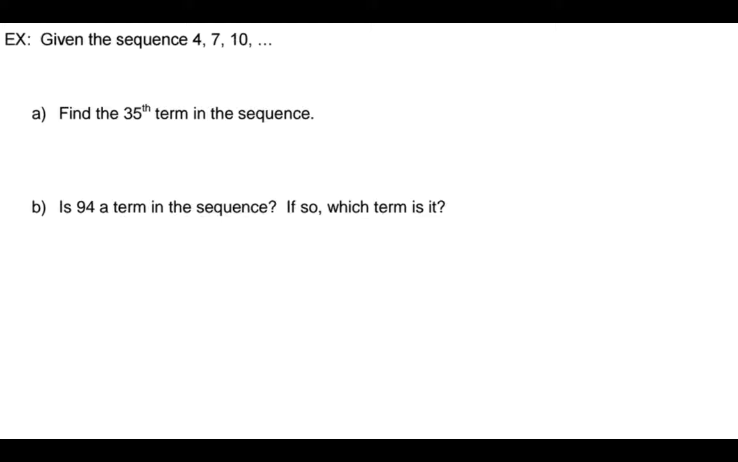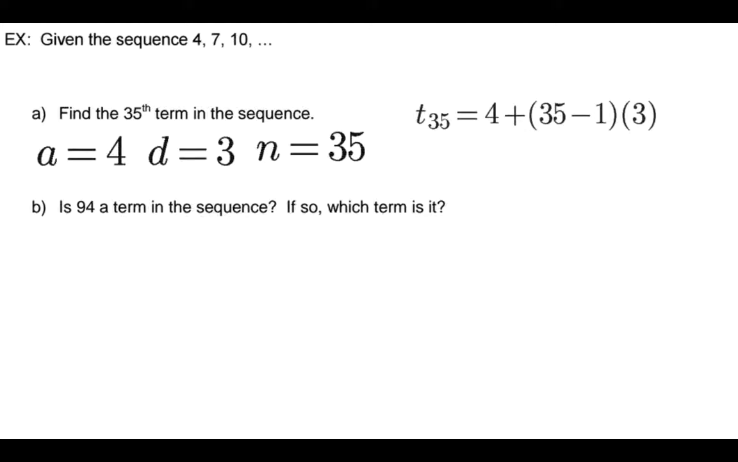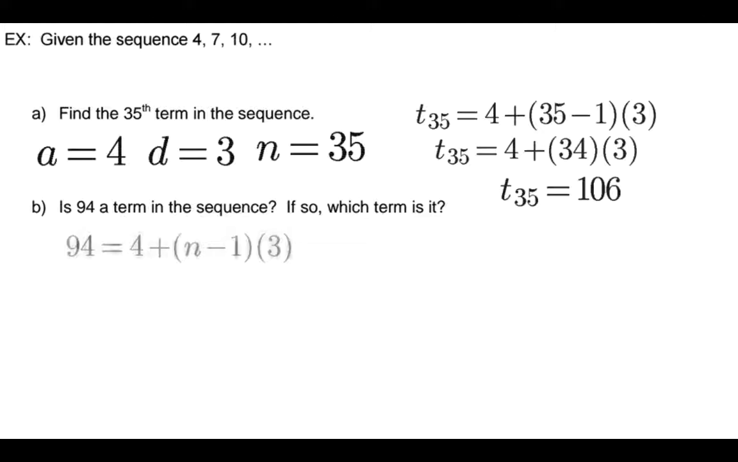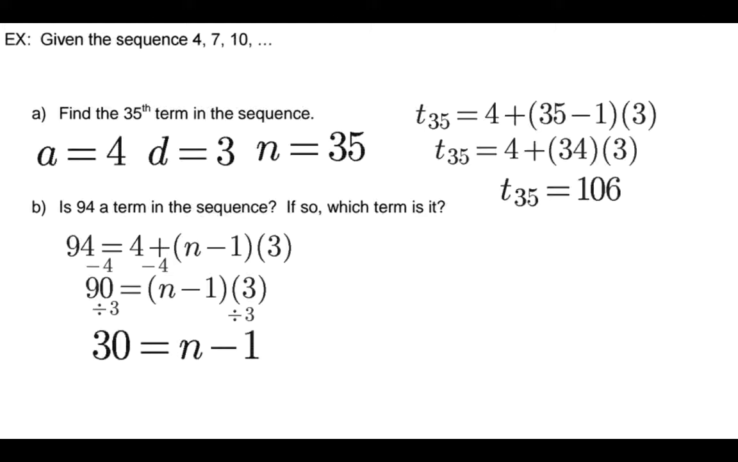Given the sequence 4, 7, 10, find the 35th term in the sequence. So you can set up an equation. We know a is 4, d is 3, and n is 35. We can use that formula, a plus n minus 1 times d, to find out the 35th term is 106. Is 94 a term in the sequence? Well, we can try to sub it in and see what happens. Subtract 4 from both sides, divide both sides by 3. Add 1 to both sides, we get 31. So yes, it's the 31st term.